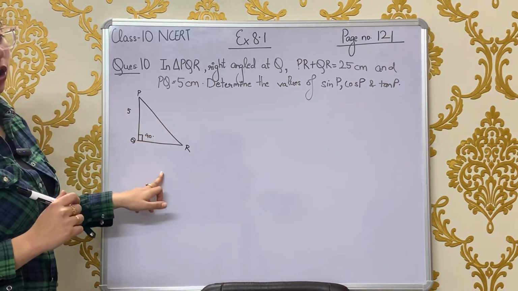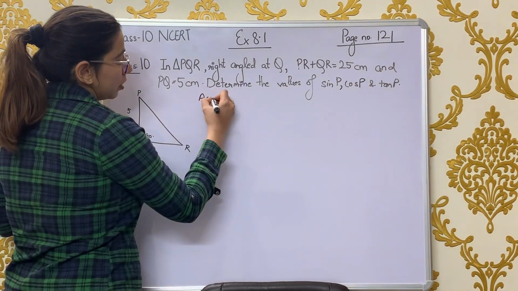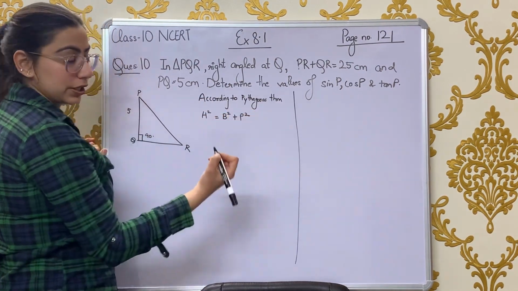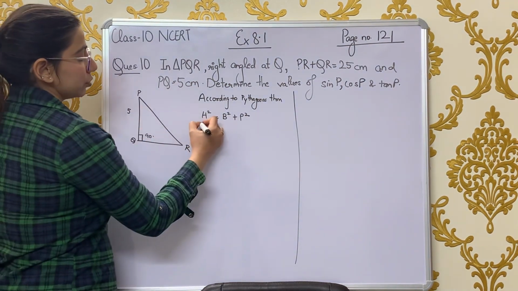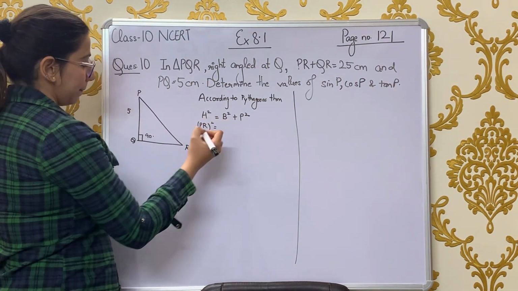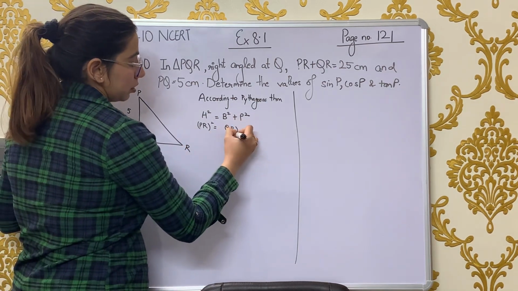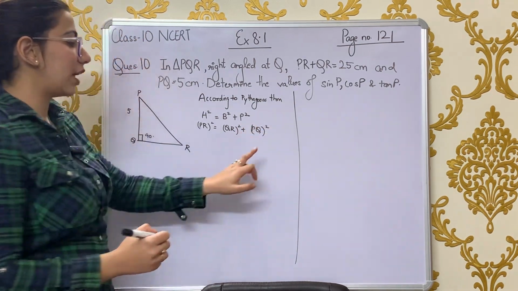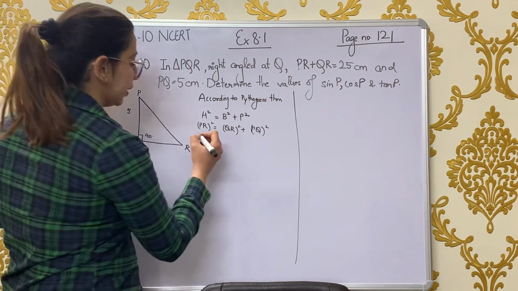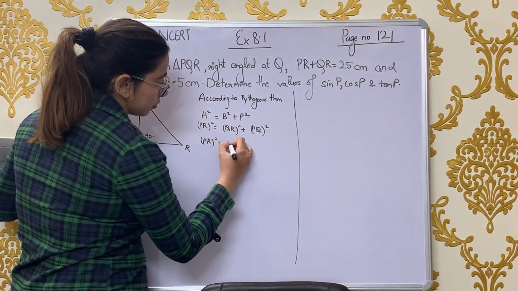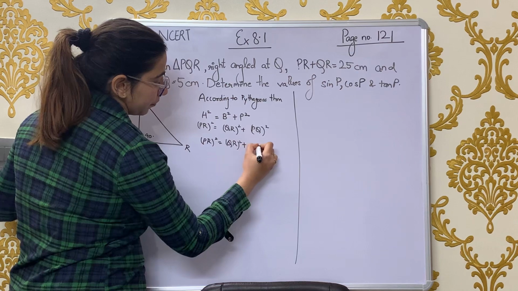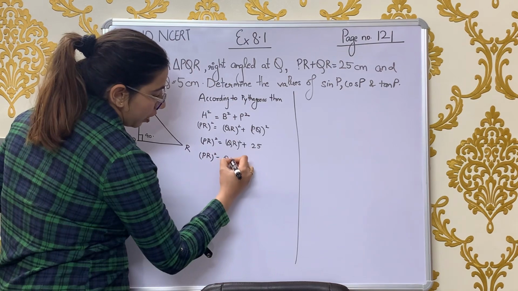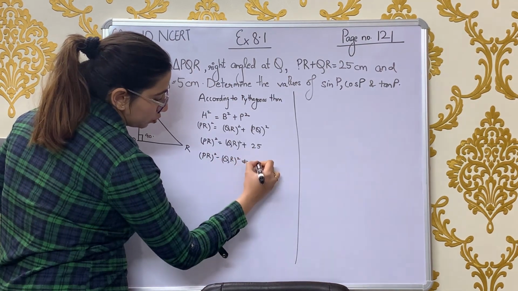We know according to the Pythagoras theorem, hypotenuse square is equal to base square plus perpendicular square. So our hypotenuse is PR whole square, base is QR whole square, then perpendicular is PQ, so PQ whole square. Now we are given the value of PQ which is 5, let's put that value in it. So PR whole square is equal to QR whole square plus 25. Taking QR to this side we get PR whole square minus QR whole square is equal to 25.